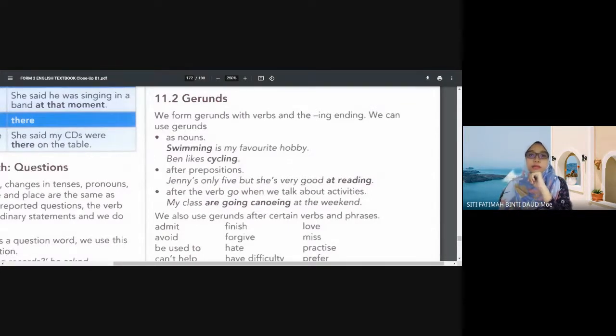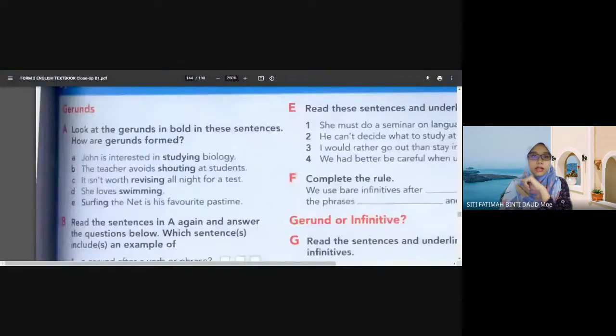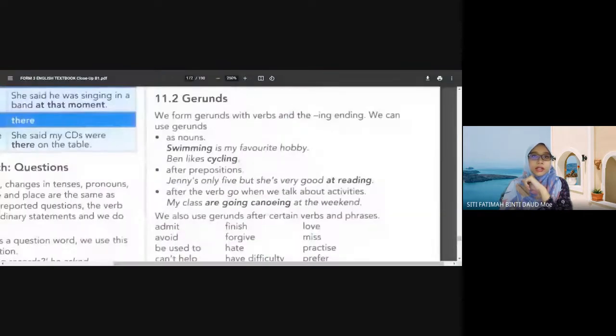Next one, after prepositions. Prepositions are in, on, at, off, above, under. Those are prepositions. Jenny is only 5 years old, but she is very good at reading. So we have a preposition here. Just now, the example on page 143 says interested in studying. So you see the word in here. So after a preposition, ing.